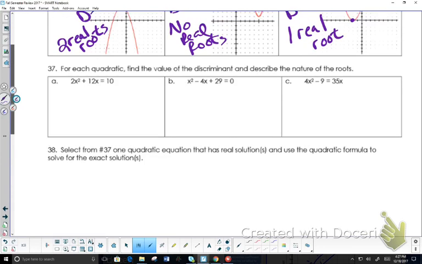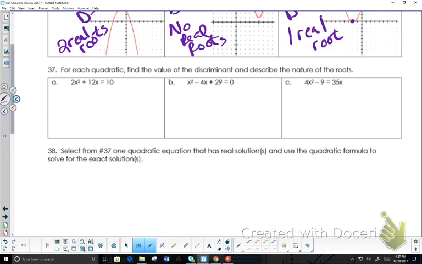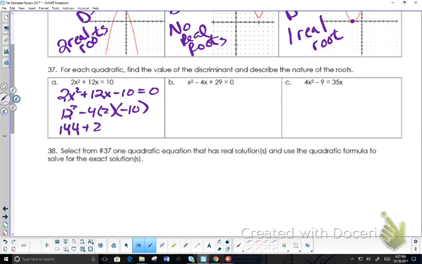Okay? For each quadratic, find the value of the discriminant and describe the nature of the roots. So be careful with this because these got to be in order. I need that 10 to be over here first. Now I'm ready to do it. So I do b squared minus 4ac. So I got 144. This is going to be 4 times 2 is 8. 8 times 10 is 80, and it'll be positive. So this would end up being what? Did I do that right? 4 times 2 is 8. 8, yeah. Okay, so I got 144 minus 80, which is 64. I got 2 real roots. My discriminant is greater than 0. In other words, your graph crosses the x-axis twice.